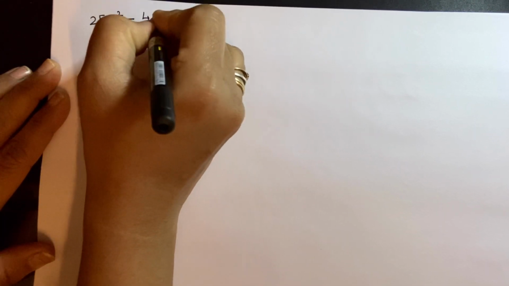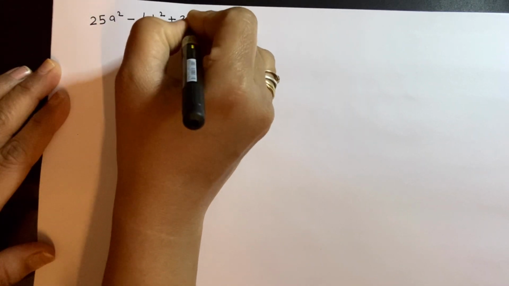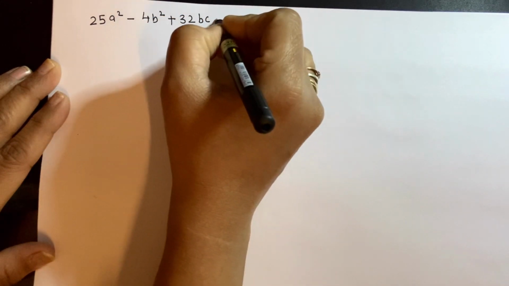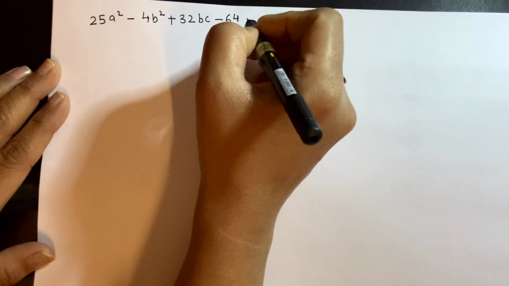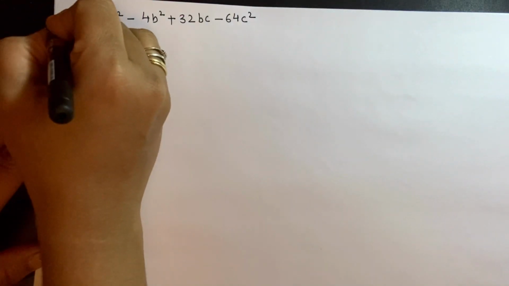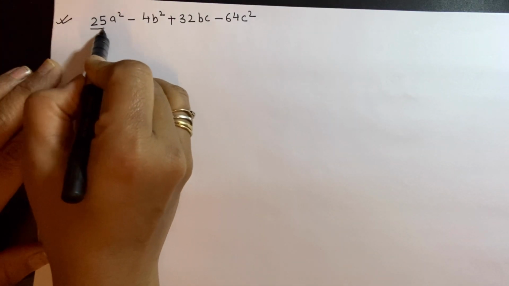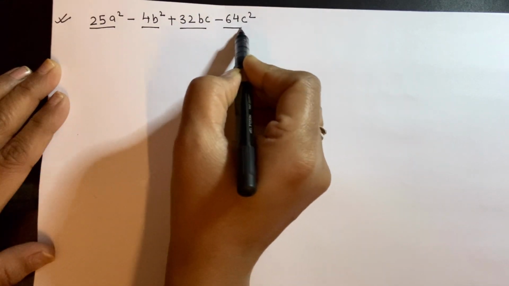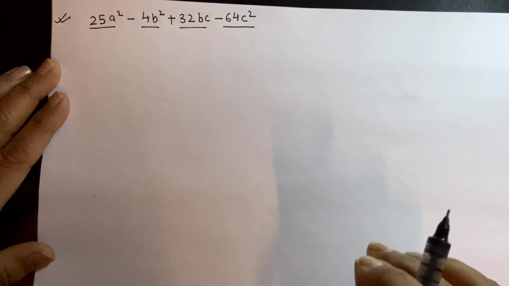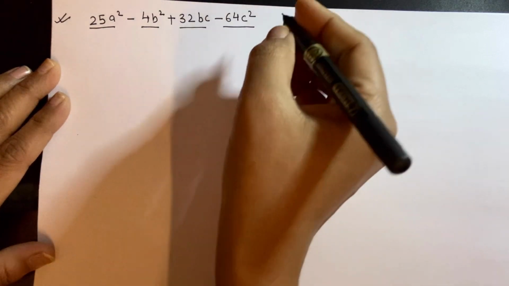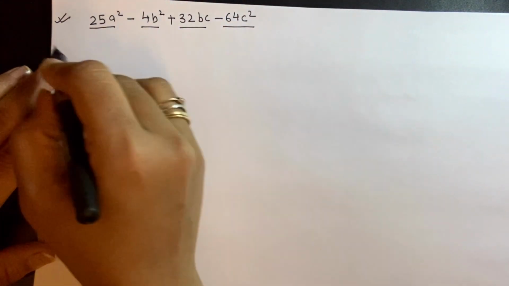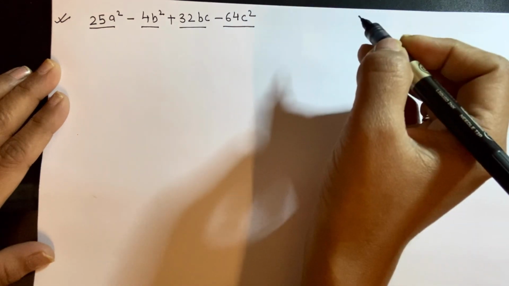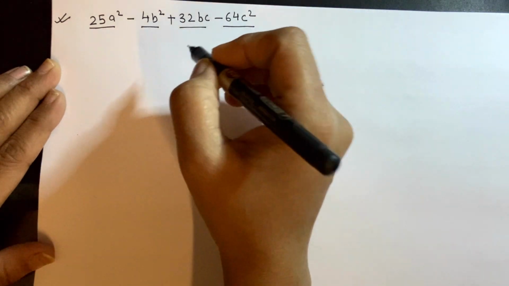Now let's try to solve another question, that is 25a square minus 4b square plus 32bc minus 64c square. So here again you can notice that there are 1, 2, 3, 4 identities in this equation. So first thing is that you are very much sure now that more than one identity you will have to use to solve this equation.